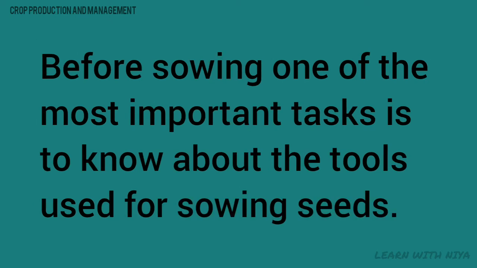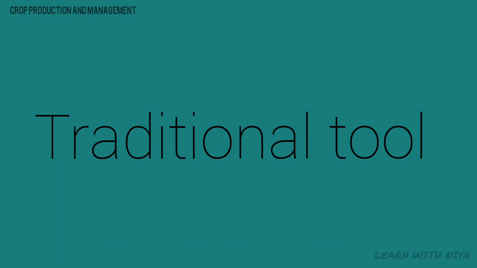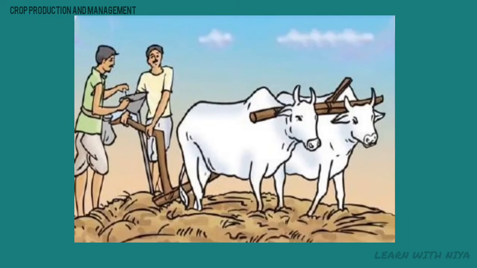Before sowing, one of the important tasks is to know about the tools used for sowing seeds. Traditional tool. The tool used traditionally for sowing seeds is shaped like a funnel. The seeds are filled into the funnel and passed down through 2 or 3 pipes having sharp ends. These ends pierce into the soil and place seeds there.